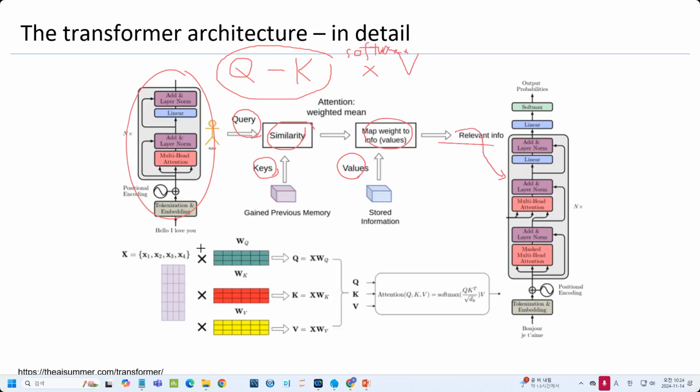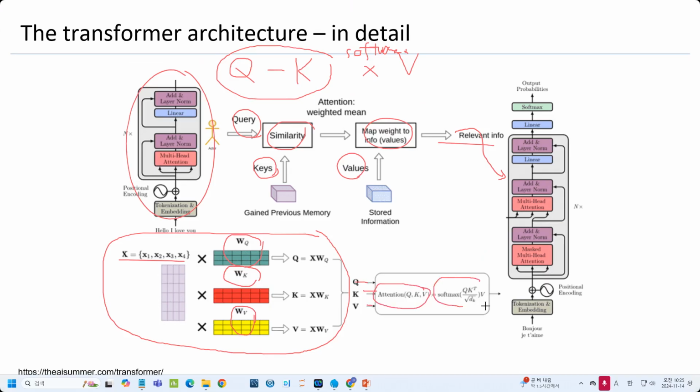So if you can see the diagram, it can be something like this one. The input will be multiplied with the weight of Q, with the weight of K, and at the end we will multiply with the V. The combination of Q, K, and V will be the attention mechanism. The attention value will be based on the softmax, and this is the formula.